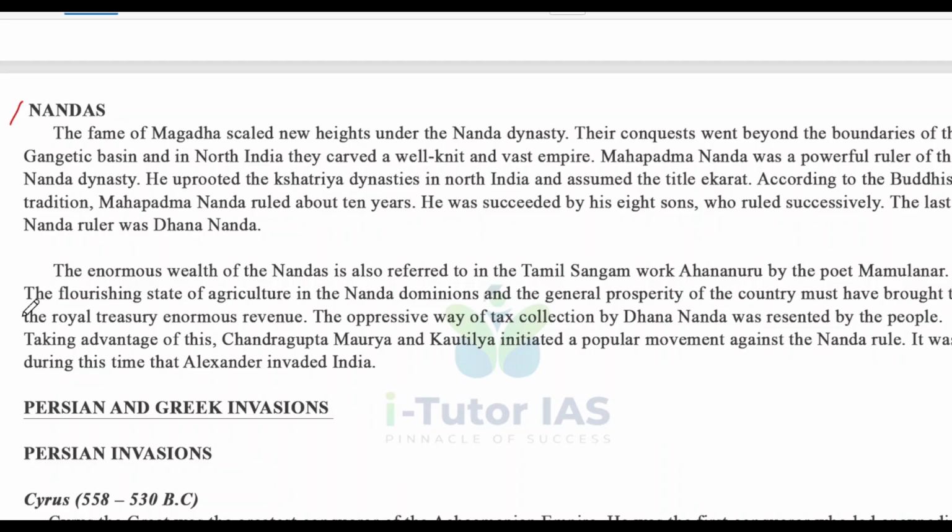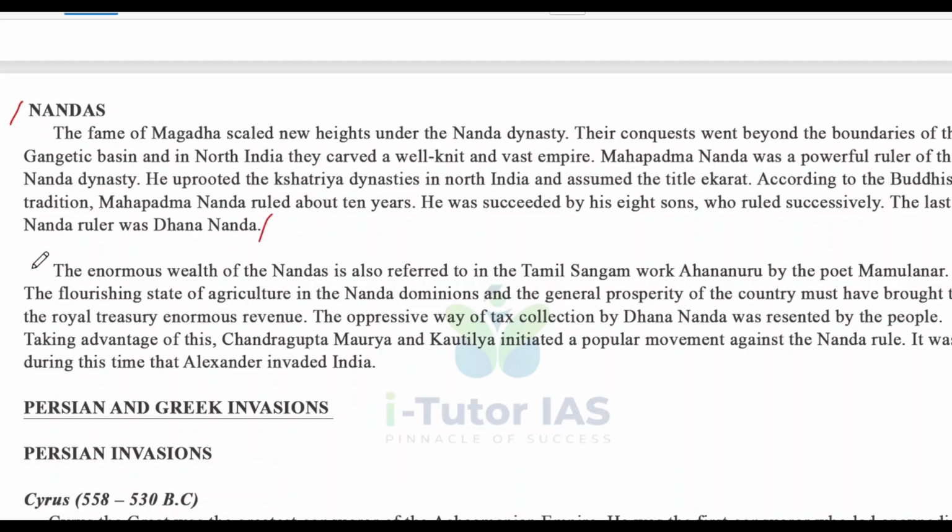And Mahapadma Nanda was a powerful ruler of the Nanda dynasty. He uprooted the Kshatriya dynasties in North India and assumed the title Ekarat. According to the Buddhist tradition, Mahapadma Nanda ruled about 10 years and he was succeeded by his 8 sons who ruled successively. The last Nanda ruler was Dhanananda.